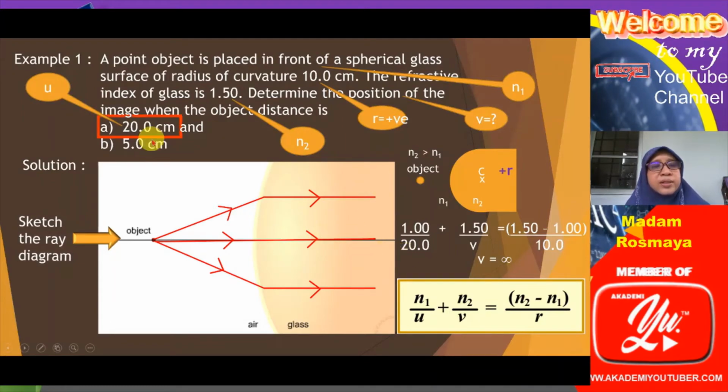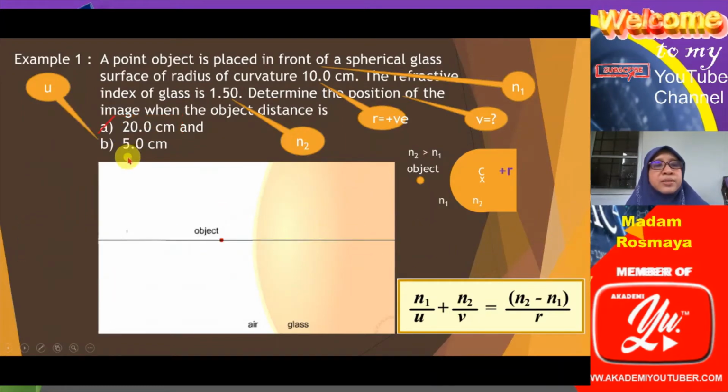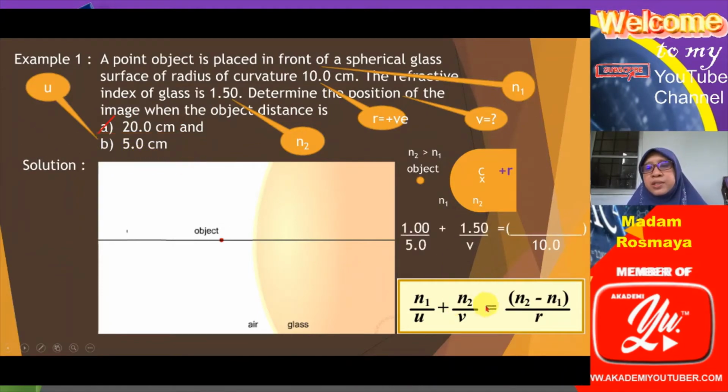Okay, so next we do part B. The object distance is 5 cm, using the same equation. So we substitute 5 for object distance U, and we are going to determine V. And N2 minus N1 is the same thing, 1.5 minus 1, larger minus smaller value. So the V we get is negative 10 cm.